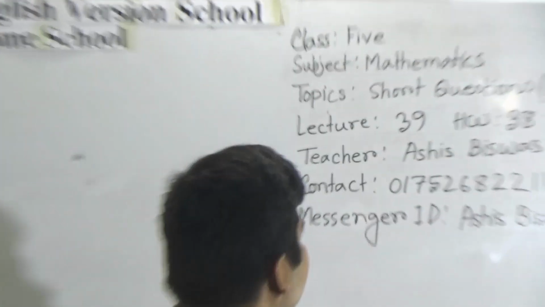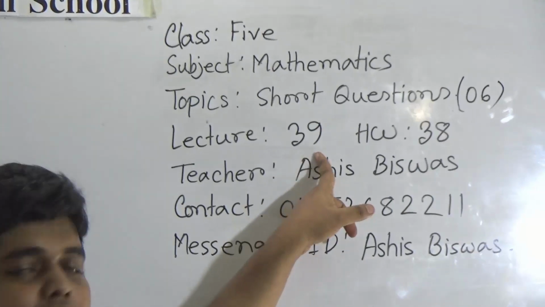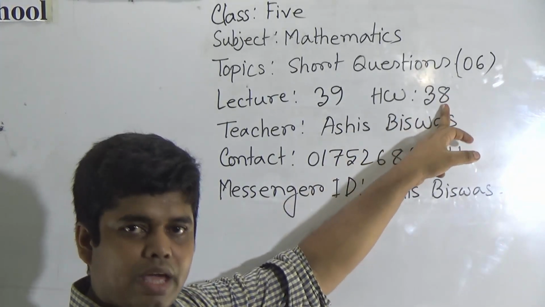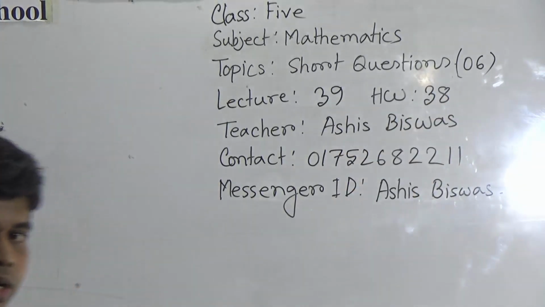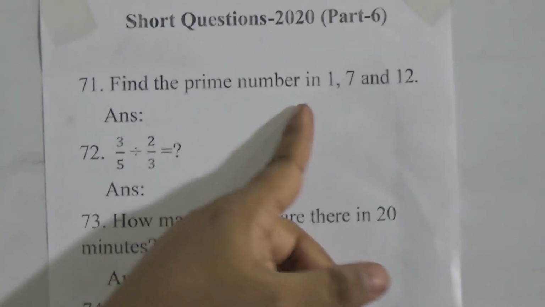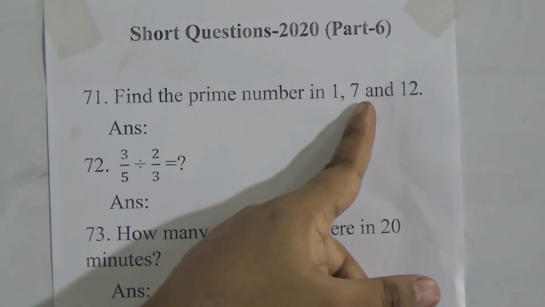Okay, my dear students, today is our lecture number 39 of annual term, and today's HW number will be 38. So let us start our class. Our first question, number 71. At first, to read the question. Notice, find the prime number in 1, 7 and 12.